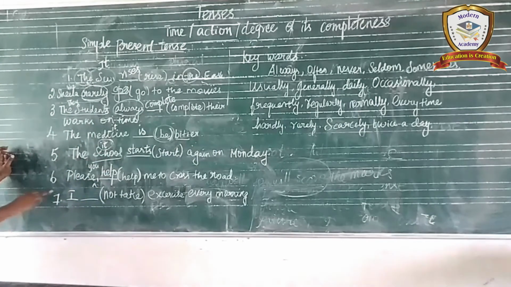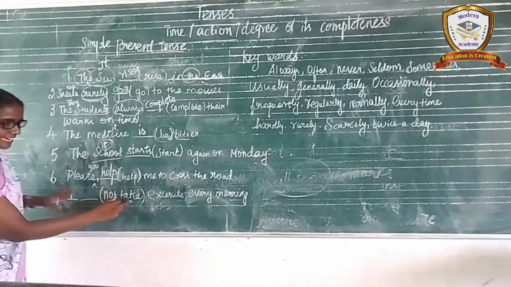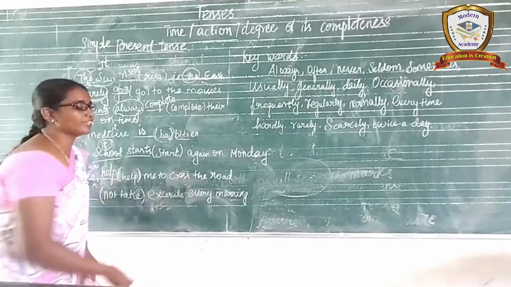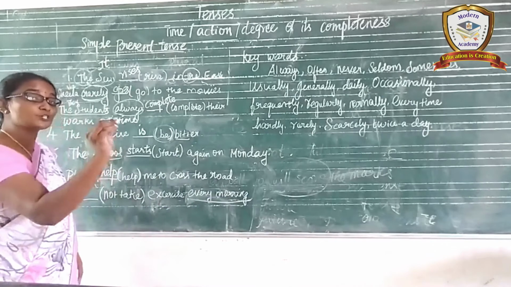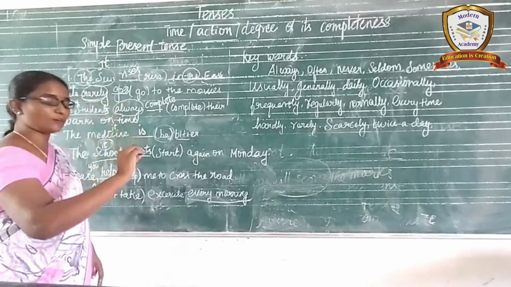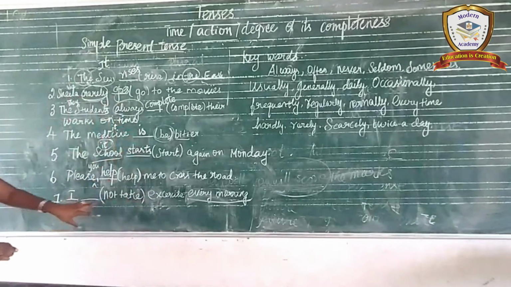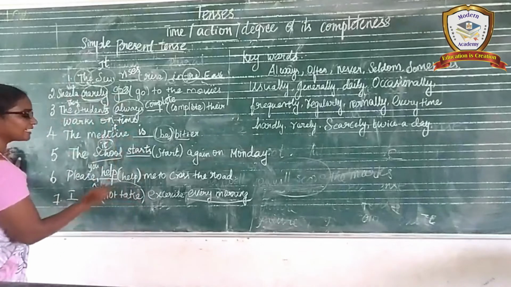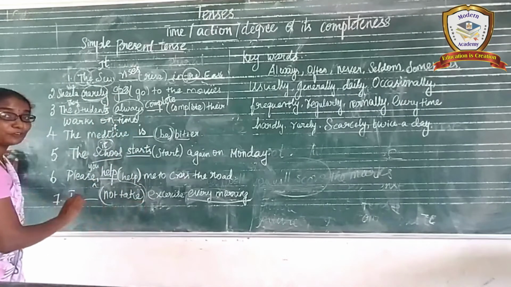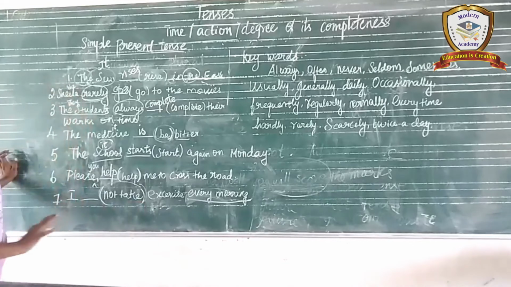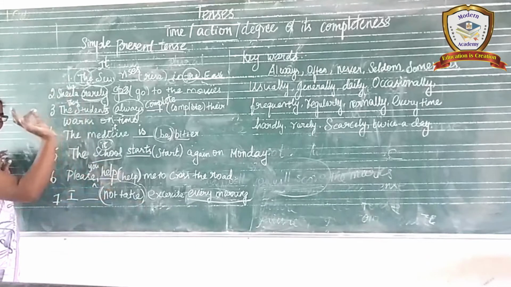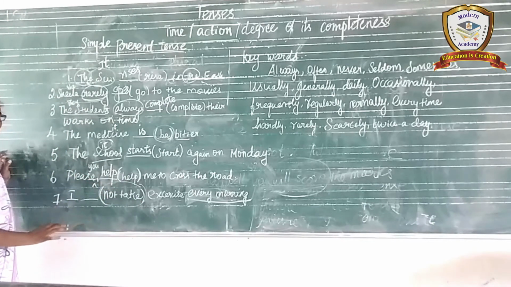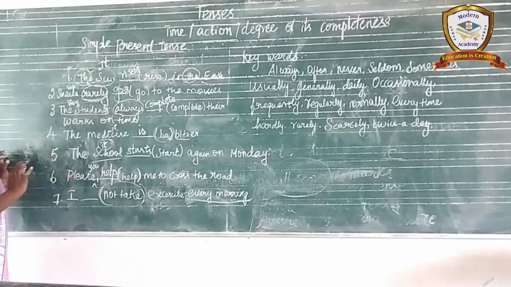And the next one: I dash not take exercise every morning. Every morning indicates the clue word for simple present tense; it shows a regular action. Regular action. I dash not take. Now we are asked to frame the negative sentence. We need the appropriate simple present tense verb. How to write the simple present tense verb in negative form?